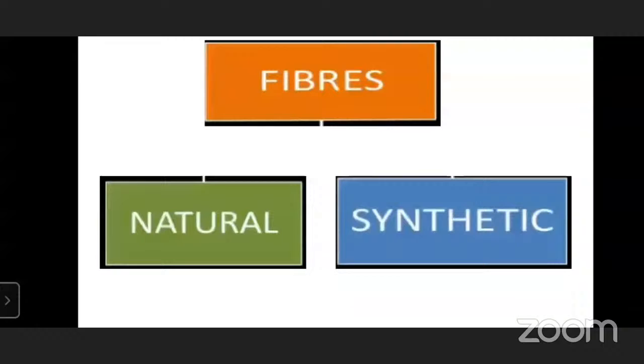Synthetic fiber. Synthetic. Very good. Natural fibers and synthetic fiber are the two types of fiber we get. Very good. Next. Now let's see how cotton cloth is made.